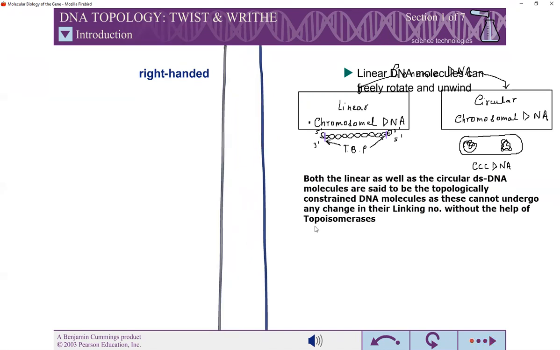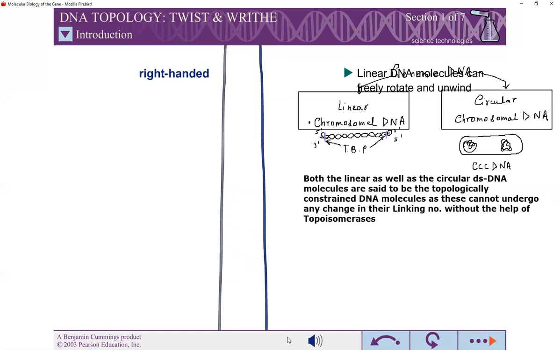So here you find that when the ends of the DNA are free, they can freely rotate around each other and can get denatured spontaneously. Spontaneous degradation or denaturation of the DNA is going to take place if the ends are free. But if the ends are bound, then the spontaneous degradation or denaturation of the DNA will not take place.